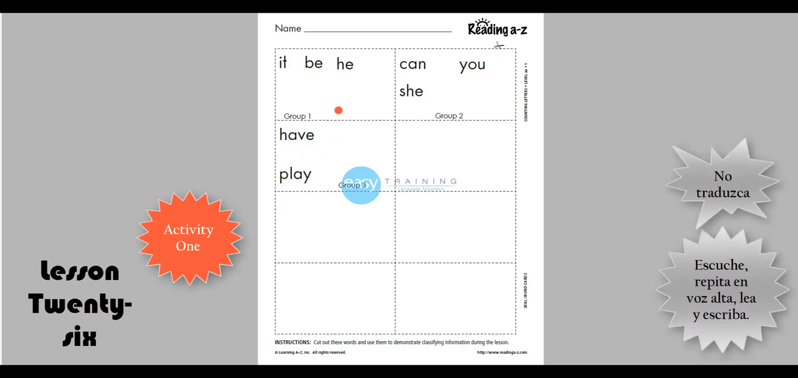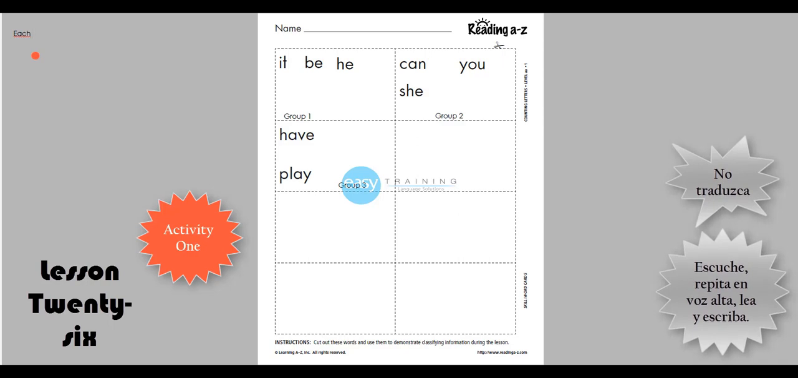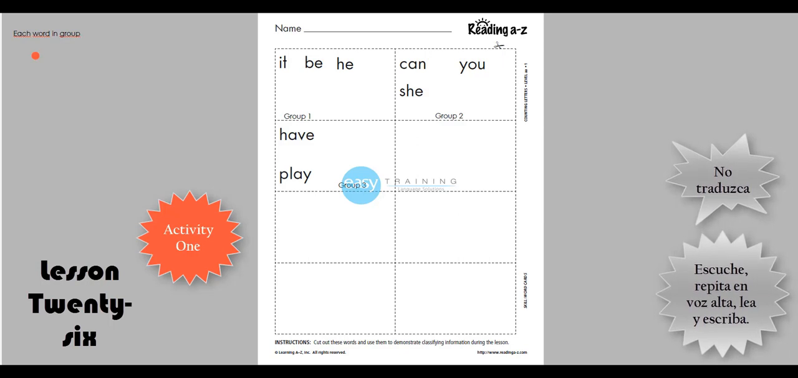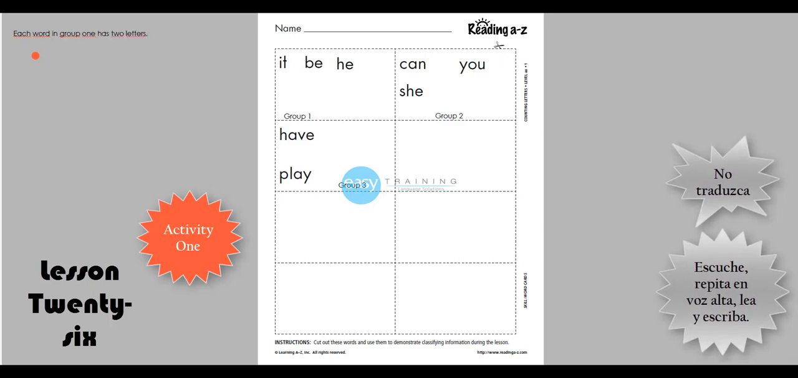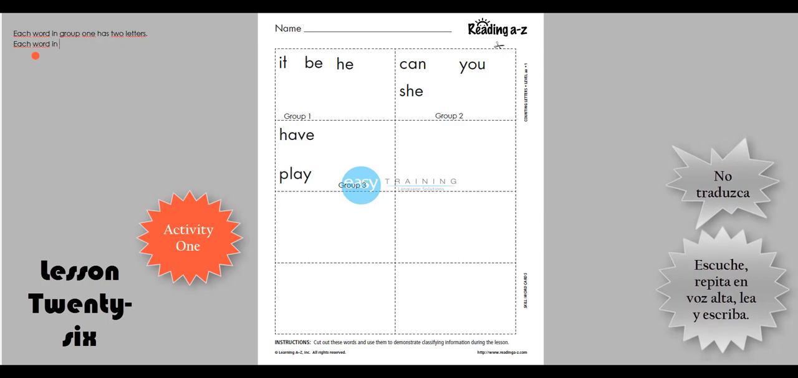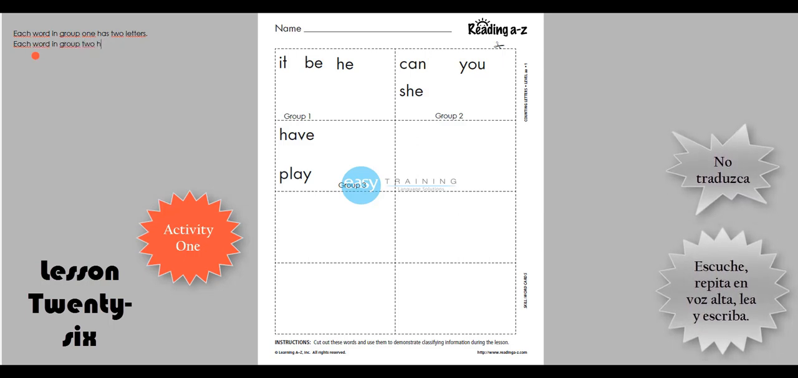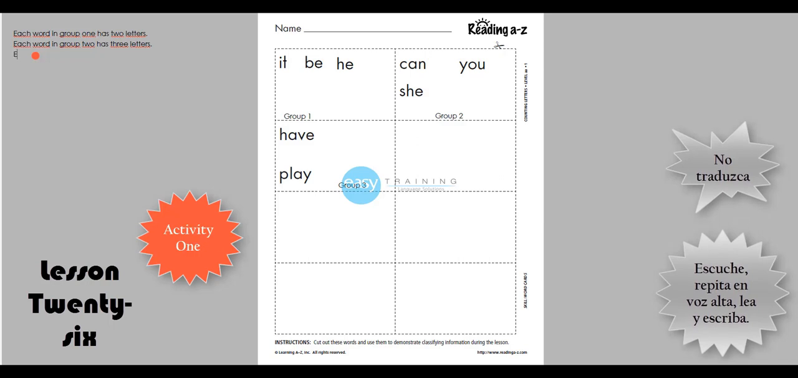So, I can say that each word in group 1 has 2 letters. Each word in group 2 has 3 letters. And each word in group 3, sorry, in group 3 has 4 letters.